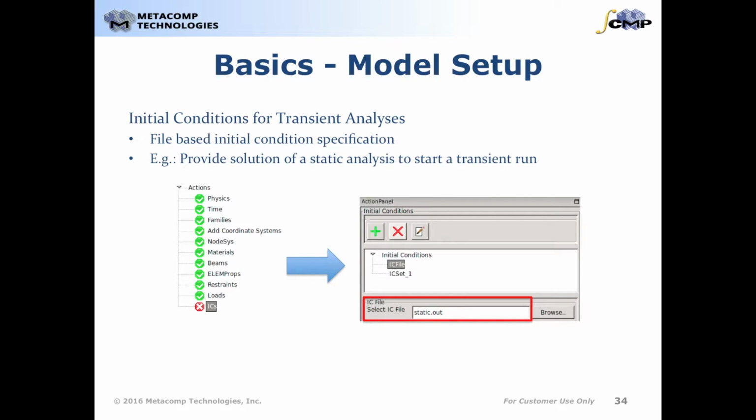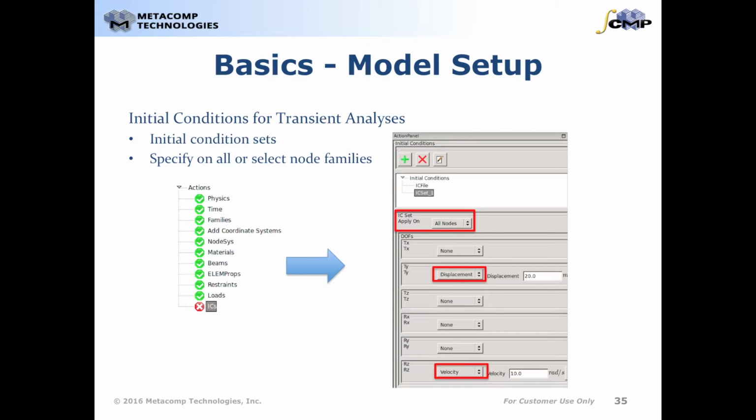Initial condition specification. For transient problems, the user may wish to specify a set of initial conditions for their problem. This can be done in two ways in CSM++. The first method is a file-based initial condition specification. This is useful when the user wishes to conduct a transient analysis about a predetermined static equilibrium state, where the user can specify the solution of the static analysis as an initial condition for the transient run. CSM++ also allows the specification of initial condition sets, where displacements and velocities can be specified on all or select node families.